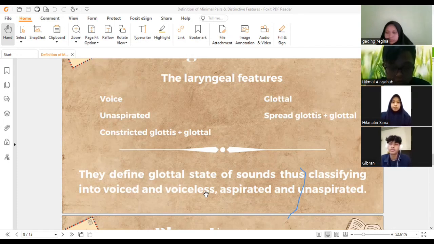So, for the source features, we only have one feature. We can call it voiced and non-voiced. Voiced sounds are associated with vibration of the vocal folds and therefore with a low frequency periodic component of the acoustic signal. Non-voiced sounds are not produced with vibration of the vocal folds. For the next point, vowel features.